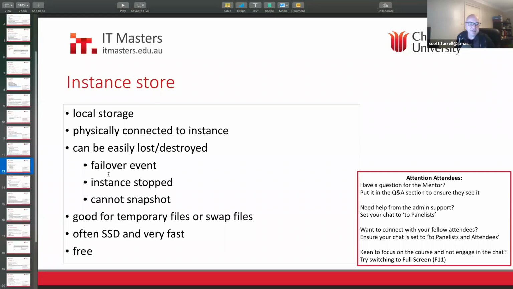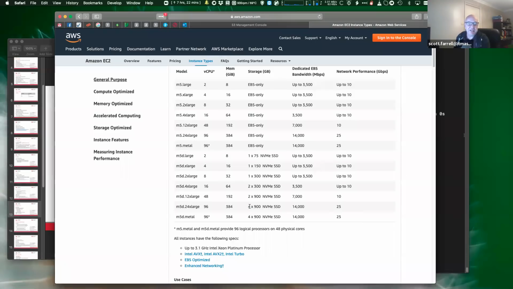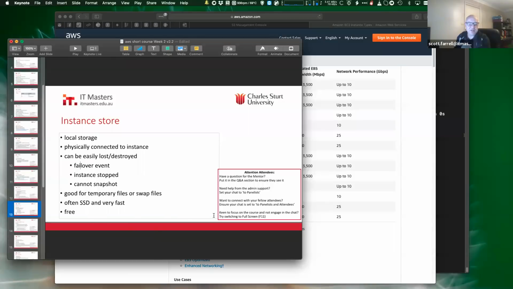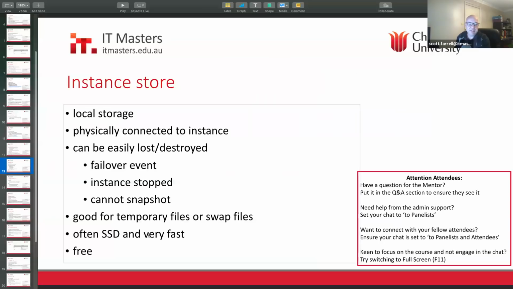So you don't put anything on there that you want, obviously, but you sort of think, oh, I've got this big instance with 4 900 gig NVMe SSDs. Well, I'll use that. That's a lot of storage. But like I said, you'll probably lose whatever data you put on there. It's good for temporary files or swap files. It's often SSD, and they're very fast. And it's sort of free because it comes with your instance. So don't recommend clients put databases on there. Don't recommend clients put their upload files on there. Maybe you could use it for log files if you don't mind them getting lost. But obviously, if you're trying to diagnose what went wrong and your log files disappeared, that won't help very good. But swap files, it's a pretty good idea for swap files or temporary files.